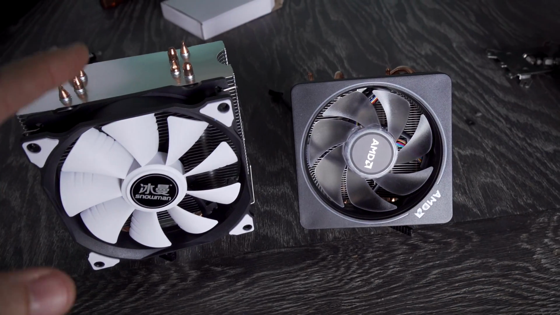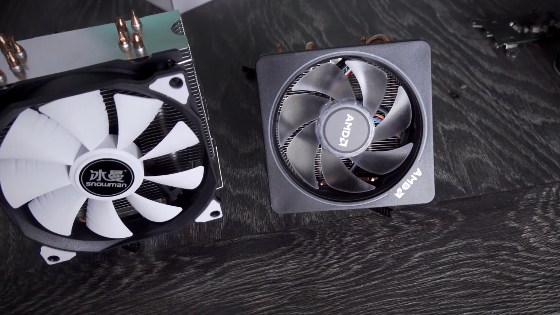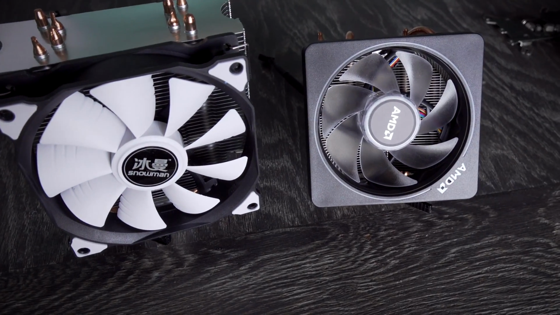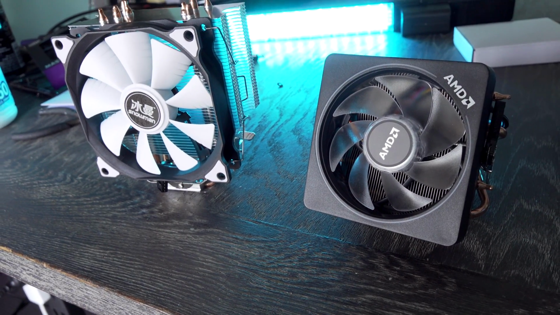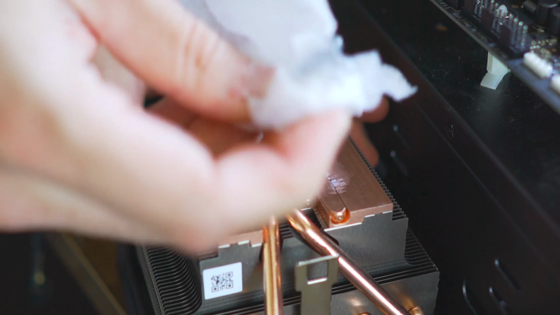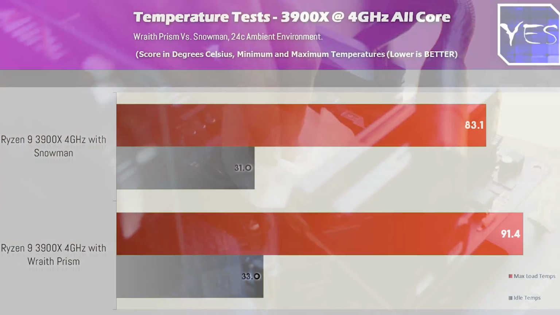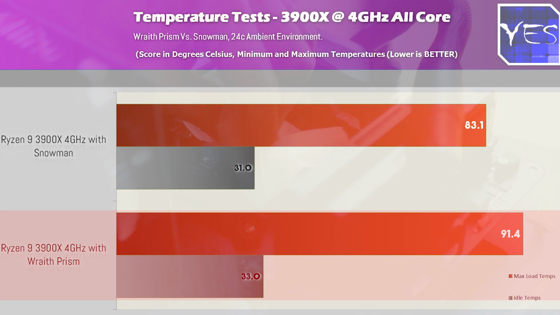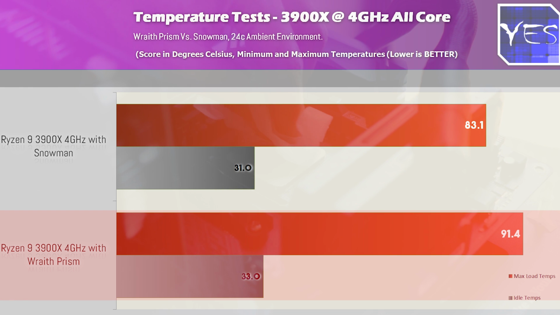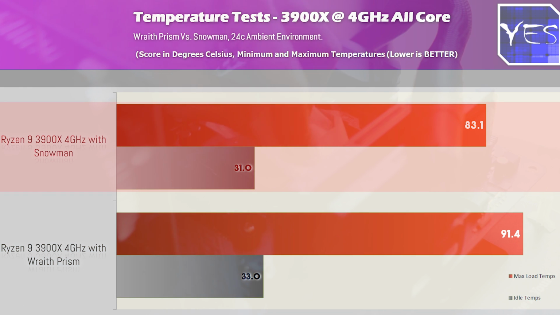So the first test we've done here is the Wraith PRISM versus the Snowman. We did this on the 3900X. Unfortunately, the 4.3 gigahertz all core did switch the system off. So I decided to test at 4 gigahertz at 1.23 volt. And this netted a temperature of 91.4 degrees with a minimum idle temperature of 33 degrees. And then changing over to the Snowman, we had a minimum idle temperature of 31 degrees and maximum of 83.1 degrees. This is after 10 minutes in IDA64.